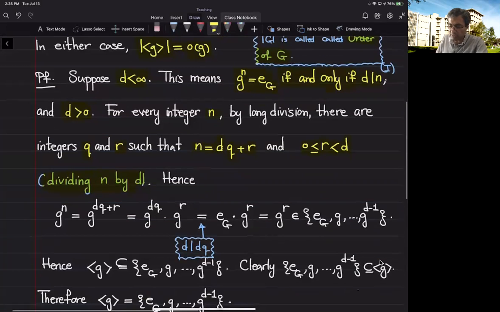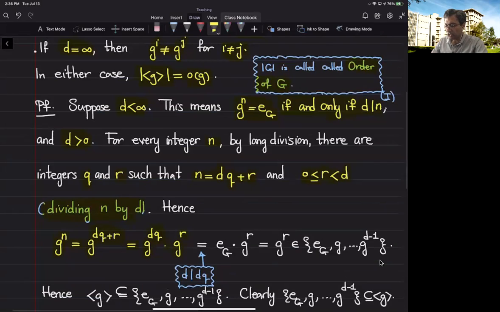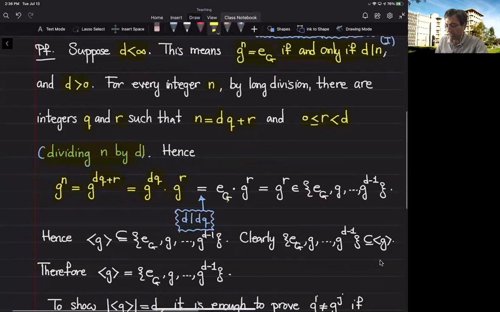Now, g to the n, which is this arbitrary element of this cyclic group that I've picked, is, because n is of the form dq plus r, g raised to power dq plus r. Now, we know that g raised to power of summation of two integers is the product of these powers of g, so this is g raised to power dq times g raised to power r. Now, dq is an integer multiple of d, and we know that g raised to some integer multiple of d is the neutral element. So g raised to power dq is the neutral element. Okay, so the whole product would be equal to the neutral element times g raised to power r, again because d divides dq, of course.